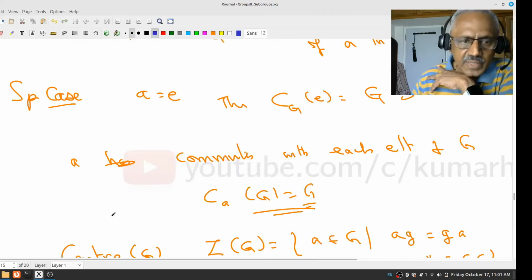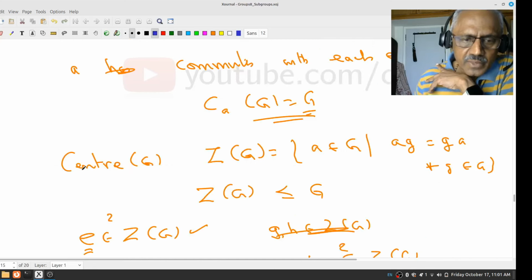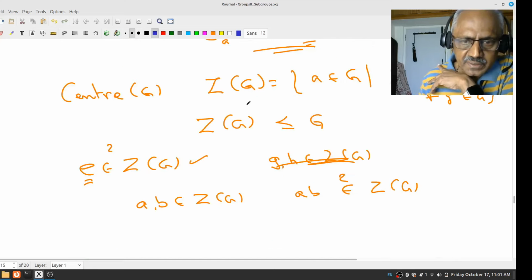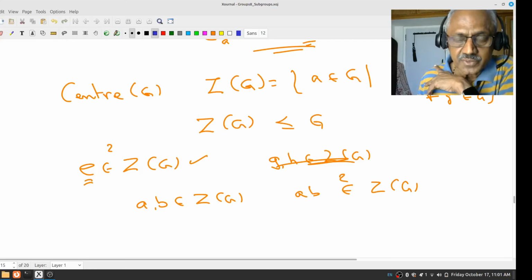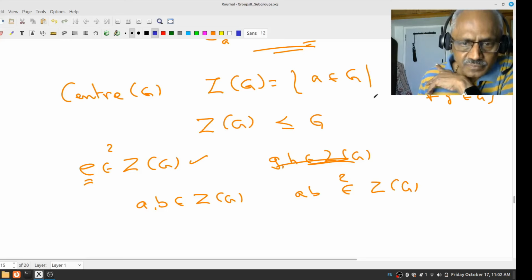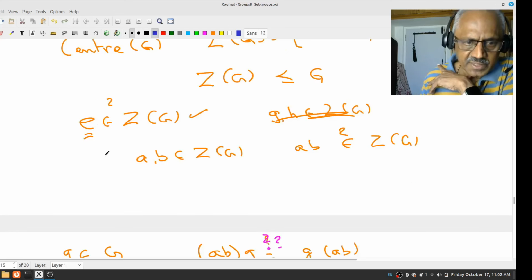So let us look at what I did. I want to define the center of G equal to the set of all elements a in G such that a commutes with each and every element of G. You understand that? Now I want to say this is a subgroup. What is the thing I have to check? Whether e is in the center of G. That means I have to check whether e commutes with each and every element of G. That is correct. Therefore this is correct.